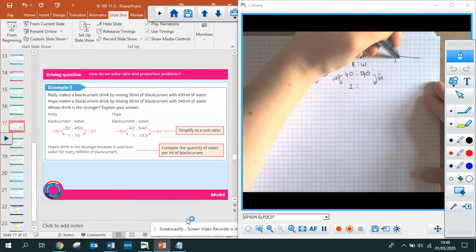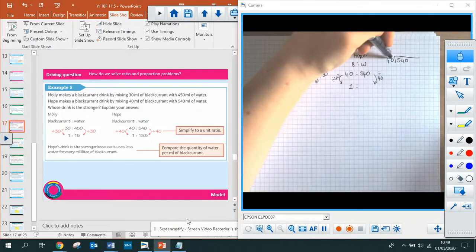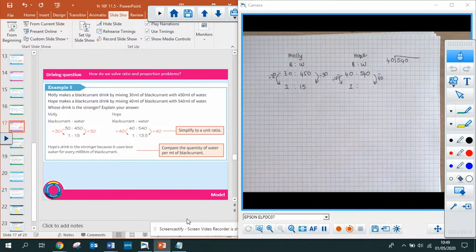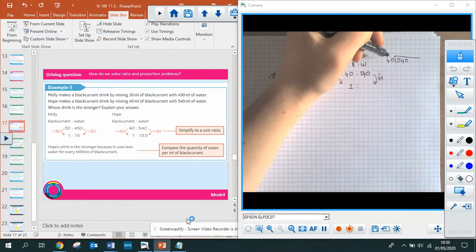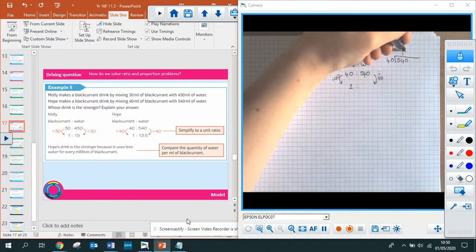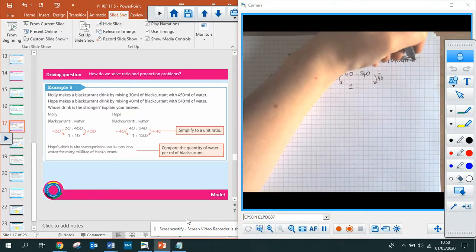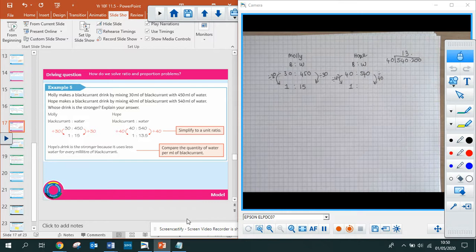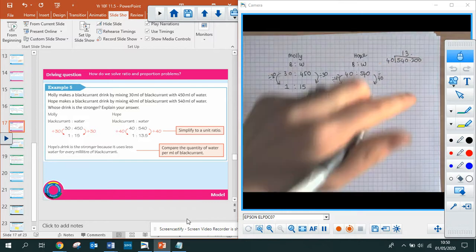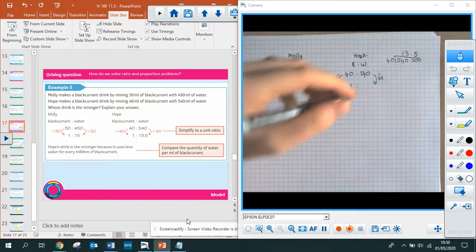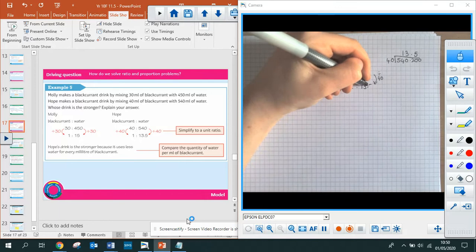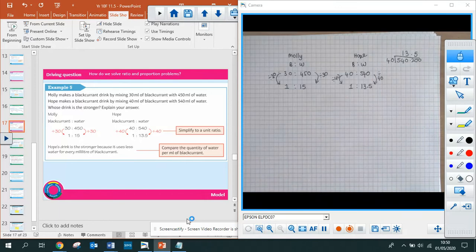Oh, excuse that wonky line. 540 divided by 40. Okay. So 40 goes into 540 13 times, and that gets us to 520. So we have 20 remaining, that becomes 200. Okay, I know 4 goes into 20 5 times, so 40 goes into 200 5 times, and my answer there is 13.5. Okay, so it's 13.5 of water.